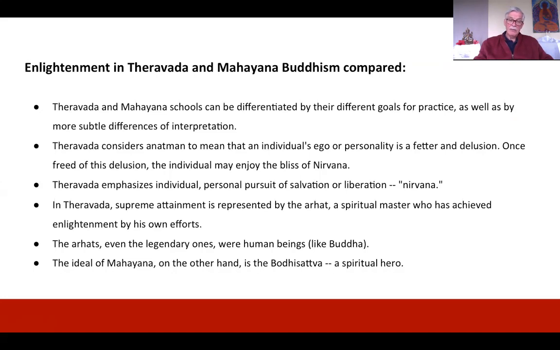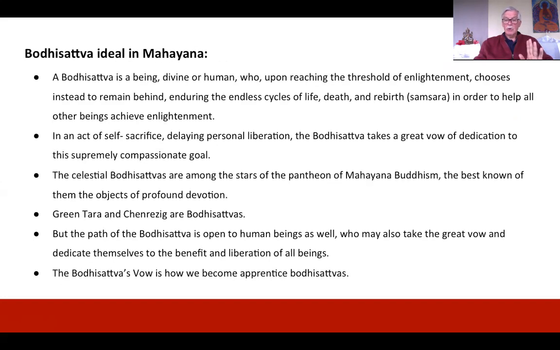On the other hand, for the Mahayana, the ideal is the Bodhisattva. So what is the Bodhisattva ideal? A Bodhisattva is a being, divine or human, who upon reaching the threshold of enlightenment, chooses instead, remember this is many, many lifetimes, and this is the Mahayana teachings, many, many lifetimes. There's 10 levels of the Bodhisattva, so they say. Bhumis, they're called. 10 levels.